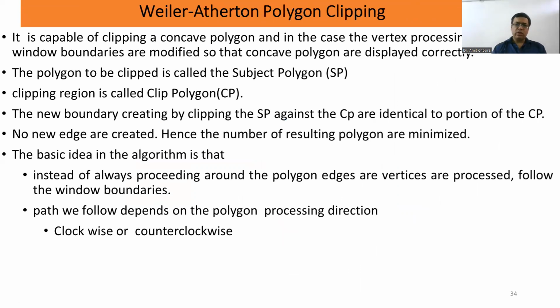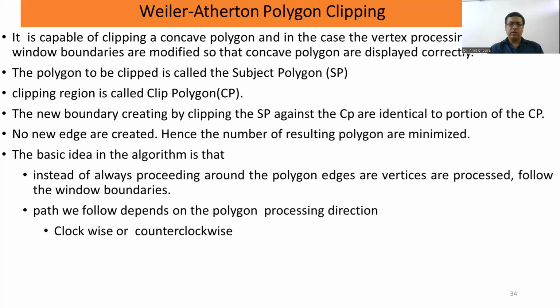Now we are going to start the Weiler-Atherton polygon clipping. It is capable of clipping a concave polygon, in that the vertex processing procedures for window boundaries are modified so that concave polygons are displayed correctly. The polygon to be clipped is called the subject polygon, SP. The clipping region is called the clipping polygon, CP. The new boundaries created by clipping the SP against the CP are identical to portions of the CP. No new edges are created, hence the number of resulting polygons is minimized.